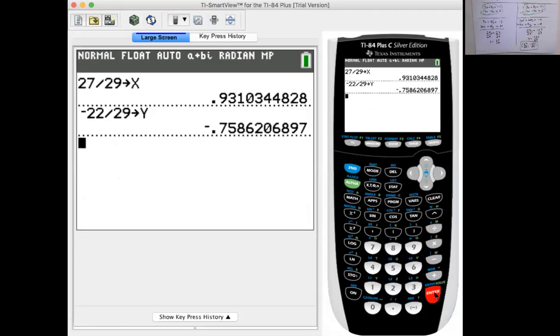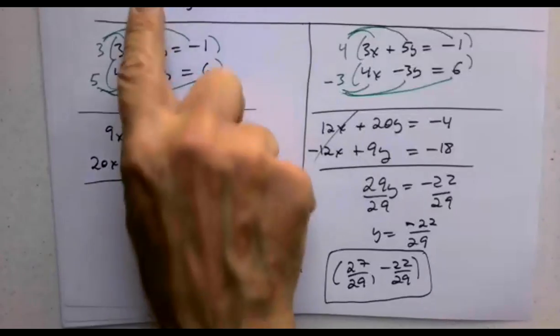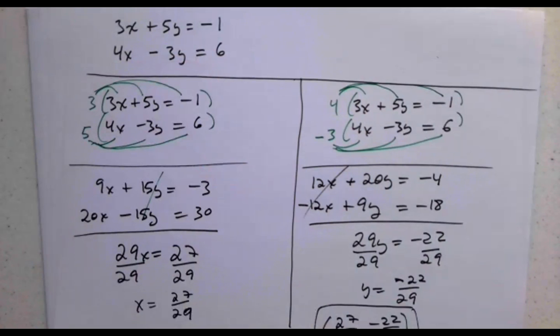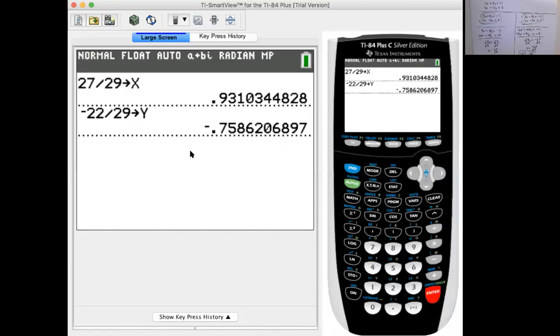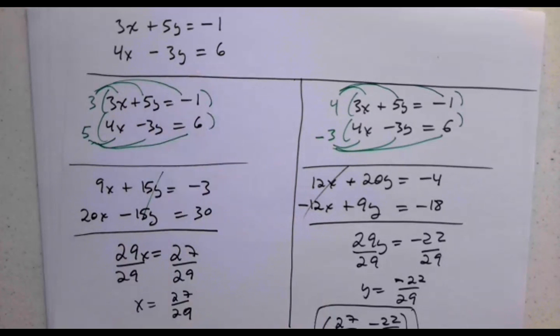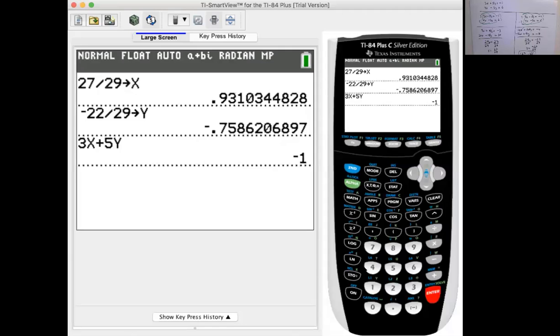And then we're going to go ahead and look at our equations. Our equations were 3x plus 5y equals negative 1. Let's see if that's the case. Does 3x plus 5y equal negative 1? 3 alpha x plus 5 alpha y. Does that equal negative 1? It does, very good. And then the other equation was 4x minus 3y is 6. 4x minus 3 alpha y, is that 6? And the answer is yes, it is.